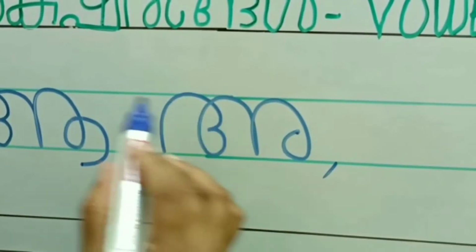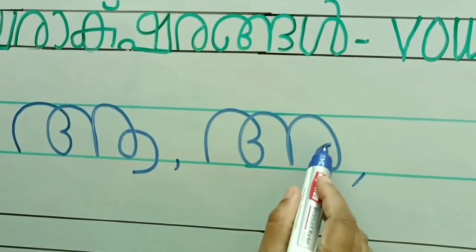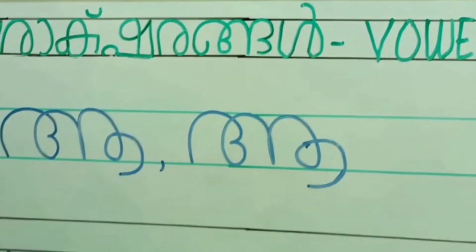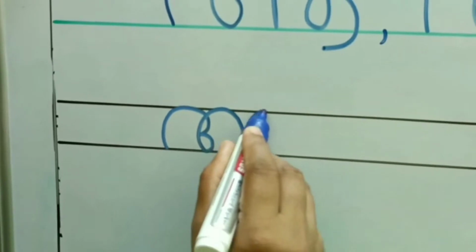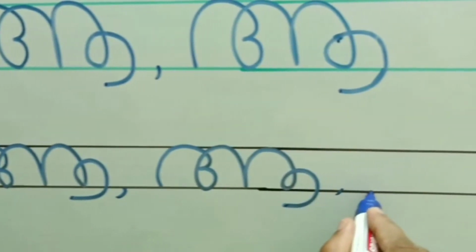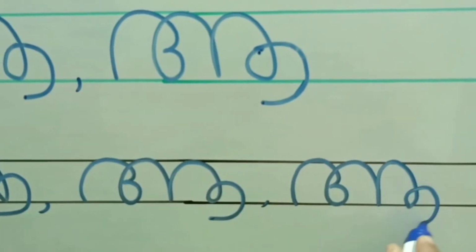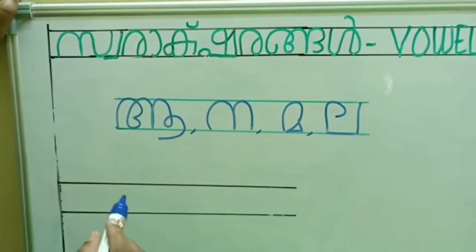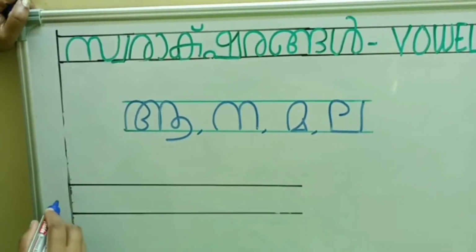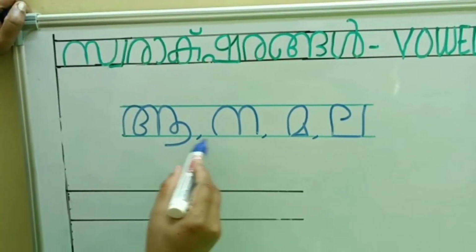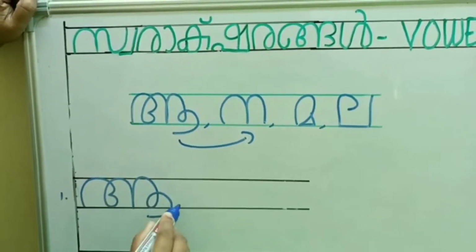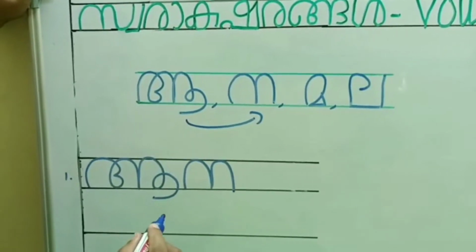The difference between A and A is that the bend extends to form a tail going below the baseline. Okay. Got it? Let us make some words using the alphabets A and these alphabets. First one, A and Na. Anna. Anna means an elephant.